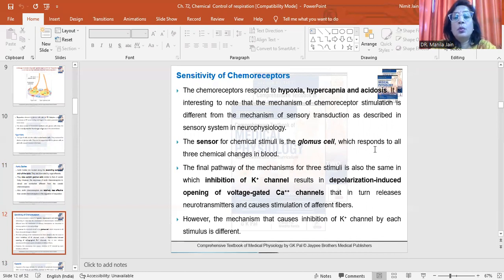Chemoreceptors respond to hypoxia, hypercapnia, and acidosis. An interesting note is that the mechanism of chemoreceptor stimulation is different from the mechanism of sensory transduction as described in the sensory system in neurophysiology. So, chemoreceptors will respond to hypoxia, hypercapnia, and acidosis.